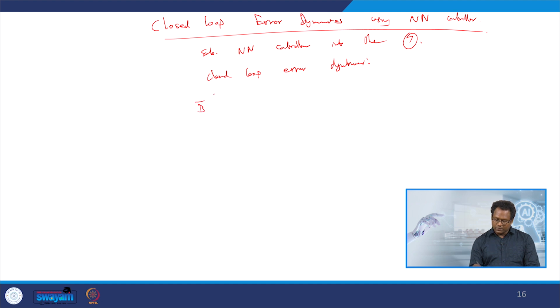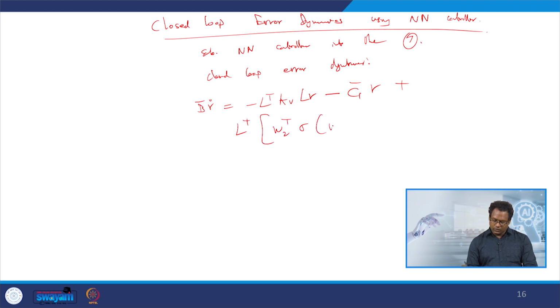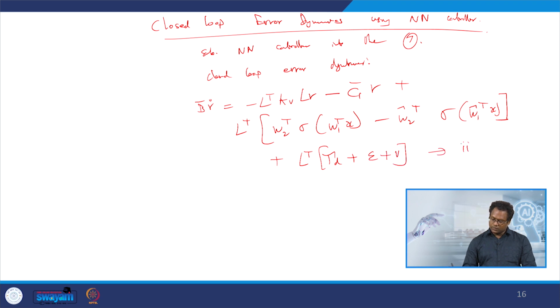that is given by B bar R dot equal to minus L transpose kV into LR minus C1 bar R plus L transpose into W2 transpose sigma of W1 transpose into X minus W2 hat transpose into sigma of W1 hat transpose into X plus L transpose into tau desired tau disturbance plus epsilon plus V. Okay, say this is equation number 11.